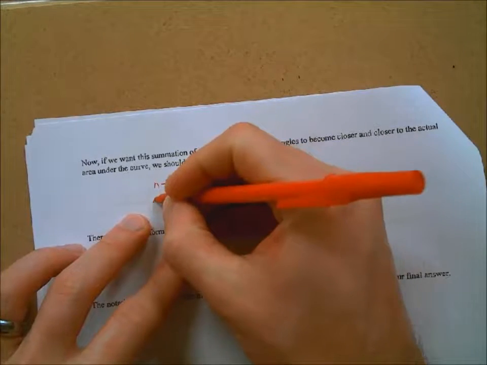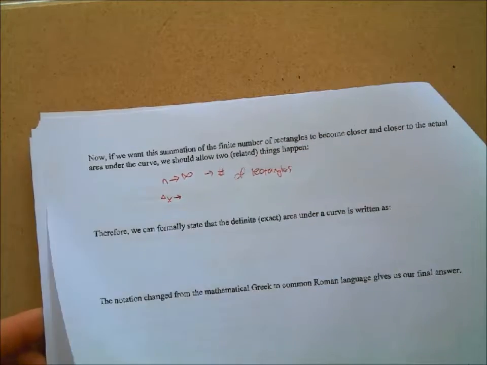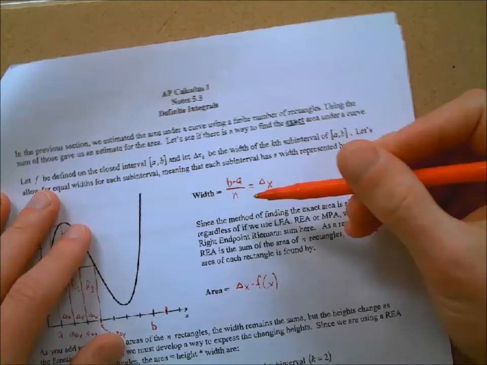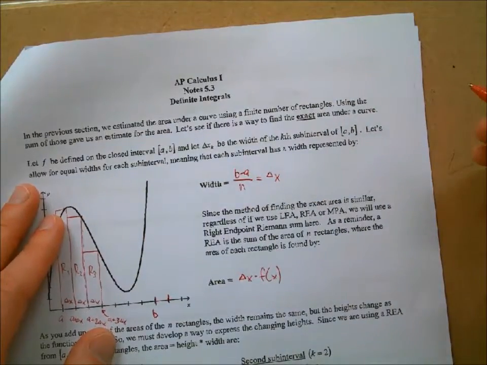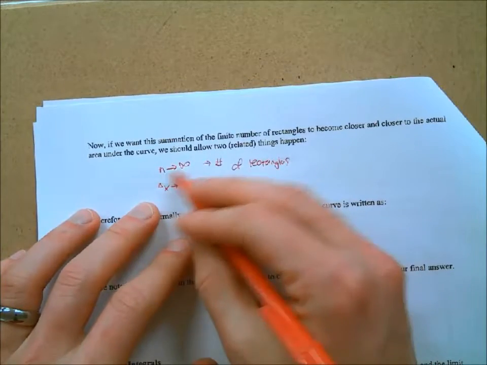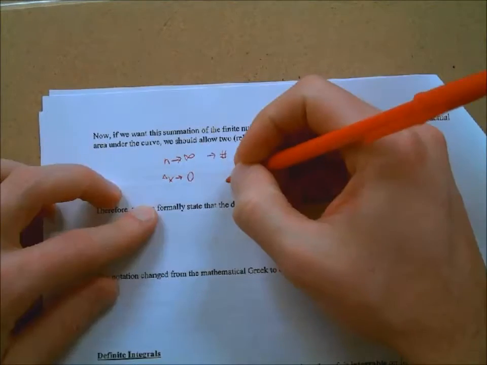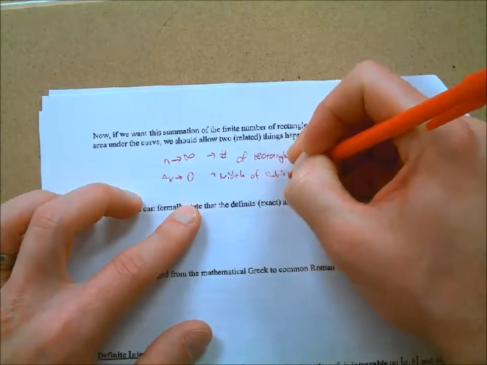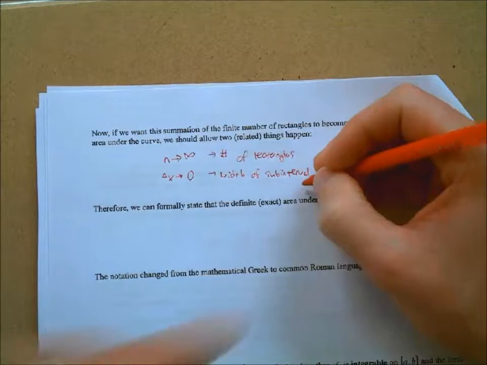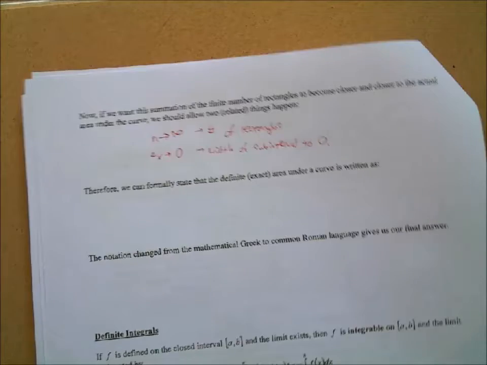Simultaneously to that, as n approaches infinity, what's going to happen to the width of our subinterval? It's going to go towards what number? 0. Exactly right. If n is going to approach infinity, if we're going to have an infinite number of rectangles, our subintervals, the width, have to go closer and closer to 0. So those two things are going to happen here.